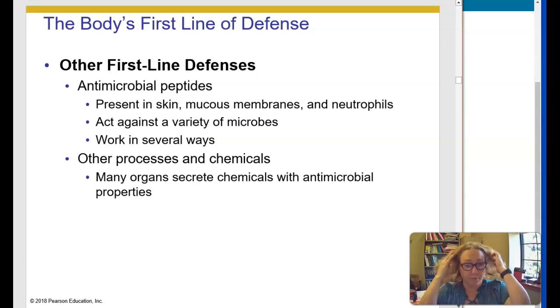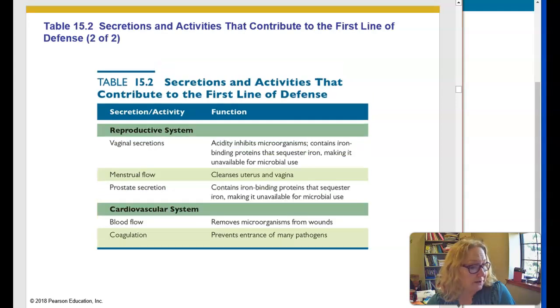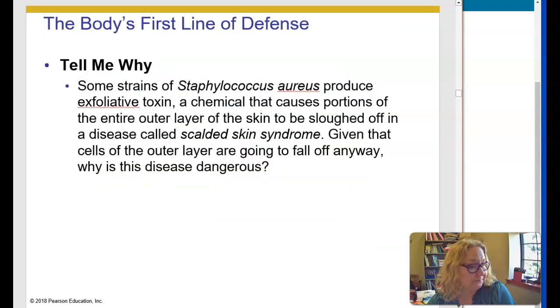Antimicrobial peptides are present in your skin, your mucous membranes, and your neutrophils. They act against a variety of microbes. And here's some of them, specifically your saliva, your stomach acid, your bile. Vomiting, all the good stuff. Look at that, very exciting.